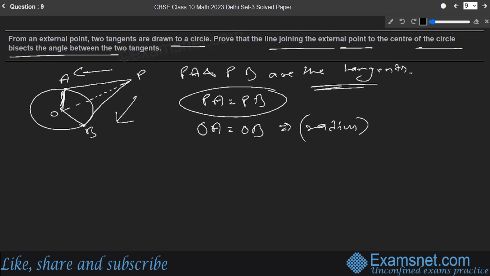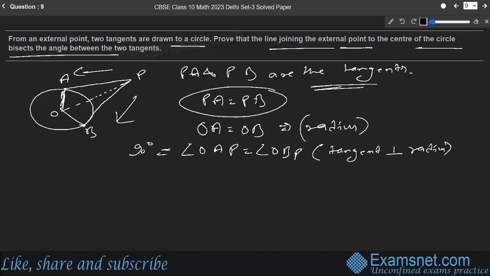So they are going to be equal. So these three points are already there. Now, what else can we do? See, angle OAP is going to be equal to angle OBP. Why so? Because every time the tangent and radius are perpendicular to each other, their value is going to be 90 degrees.